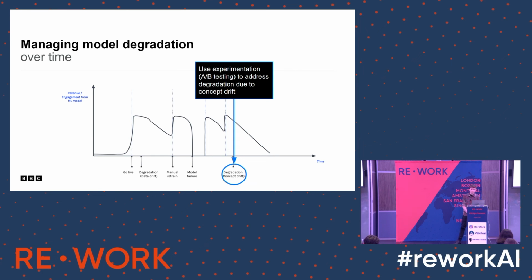So it's really important that we keep our models relevant by iterating on them. But then the only way that we can tell that the iterations are offering any value is by experimenting. So this is why it's important to have a culture of A/B testing.